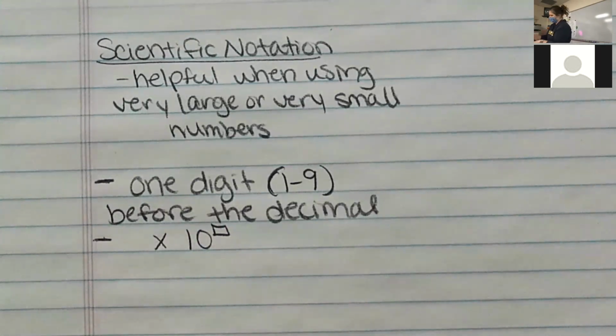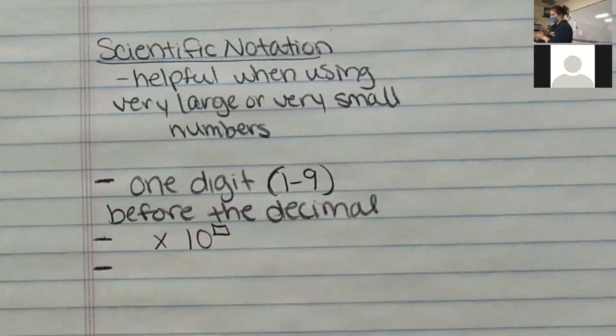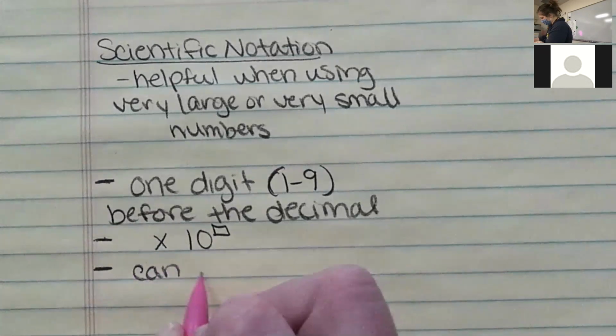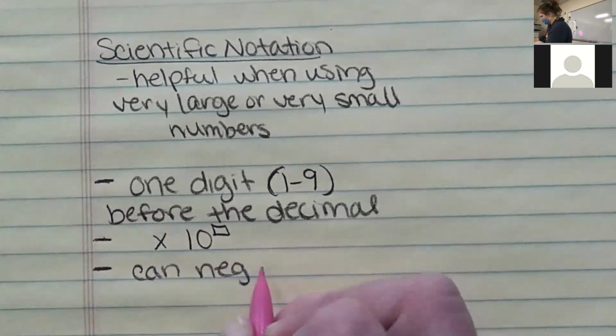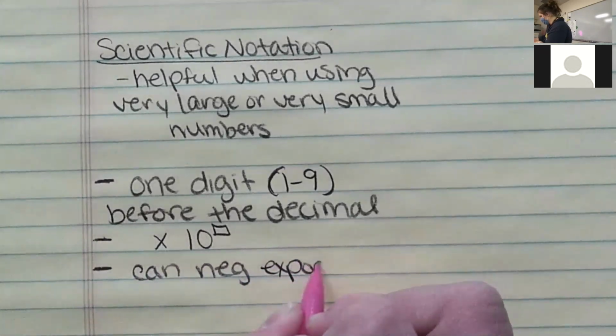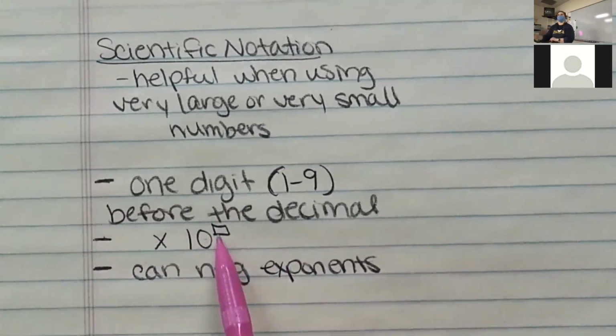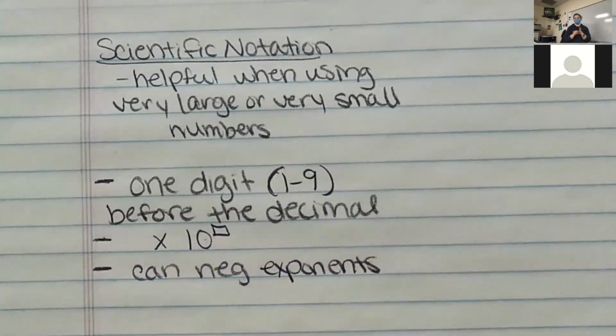And then one other thing, which is going to be a little frustrating because I just told you one way. When it's scientific notation, you can have negative exponents. So this number in that box, that 10 to the whatever, could be a negative exponent, just for scientific notation.